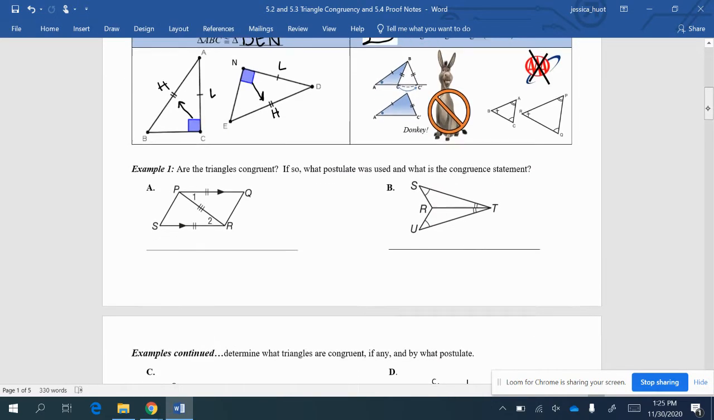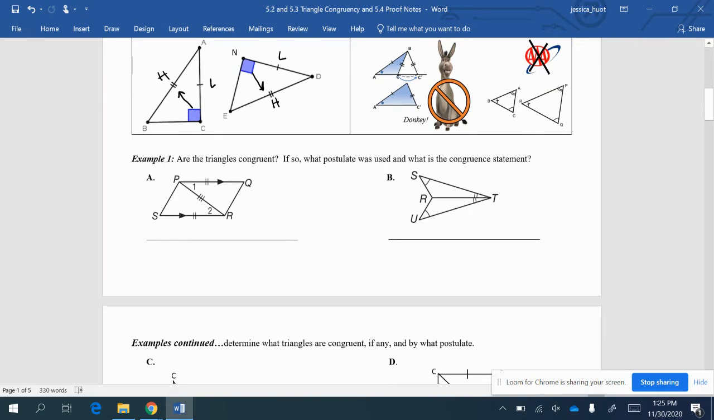Okay, so here, moving on to, are the triangles congruent? If so, what is the postulate that was used, and what about the congruent statement? So here, there are many different pieces of information that we can pull from this triangle.